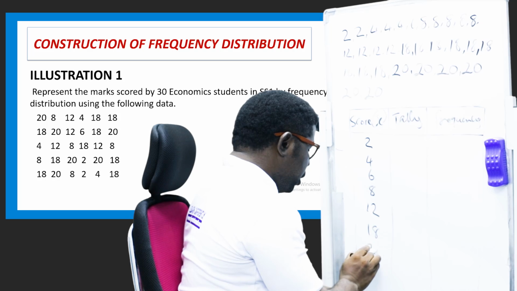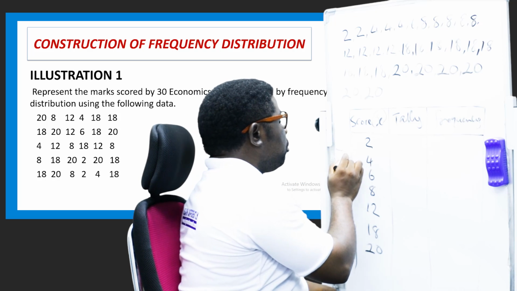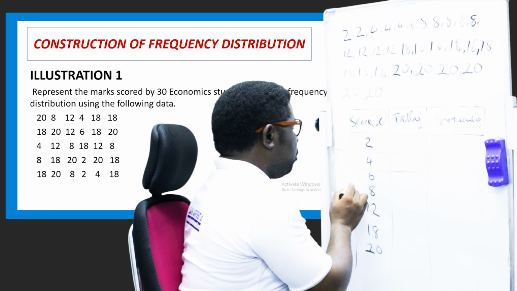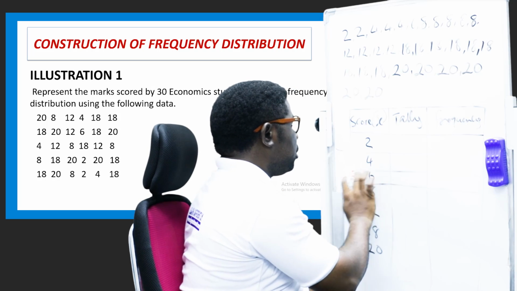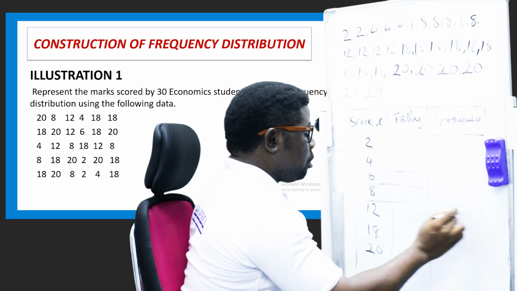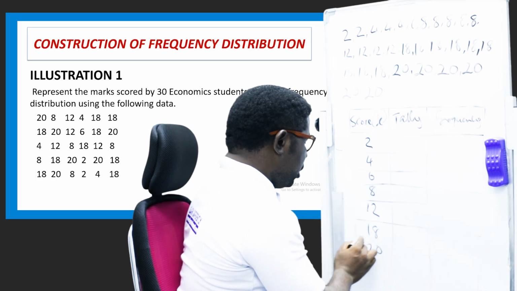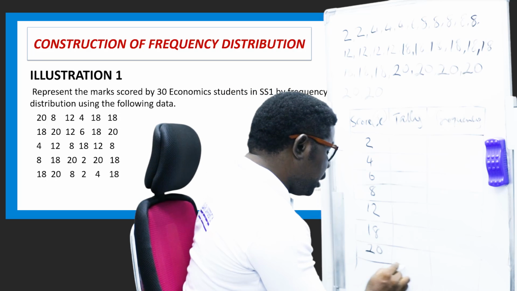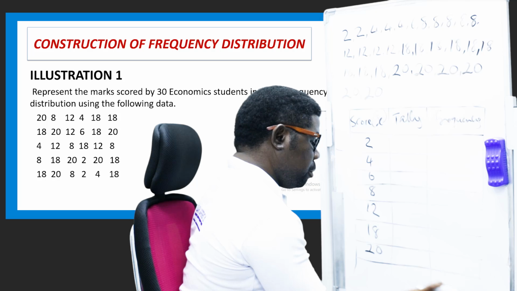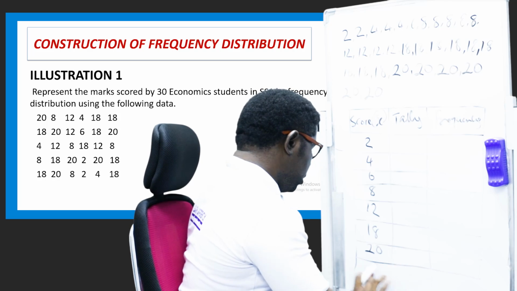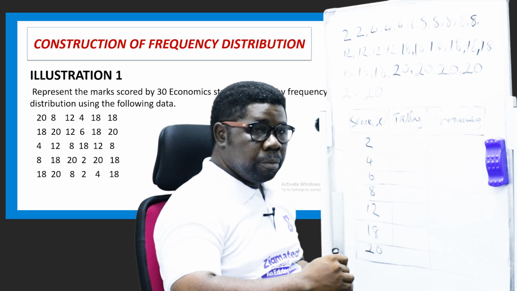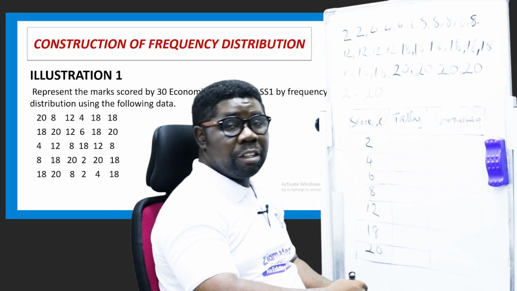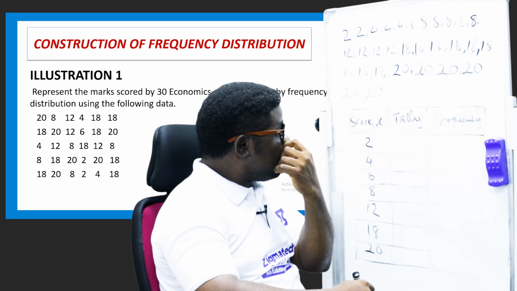We have 20. So we can easily cross it out. We cross it out. We have our table already. You can see this table makes work simplified. Now we've made work simple for ourselves here already. By so doing, you have your work very cut out for you.